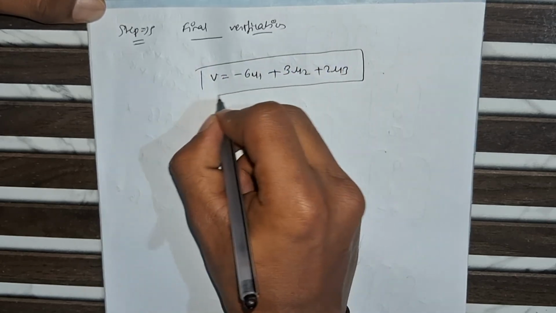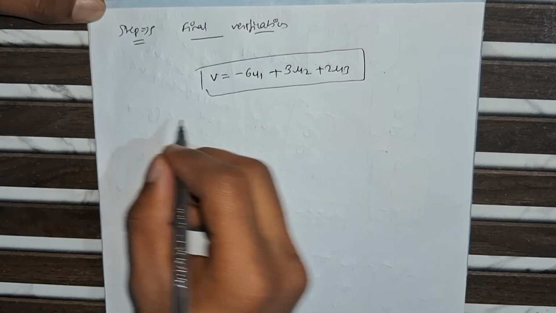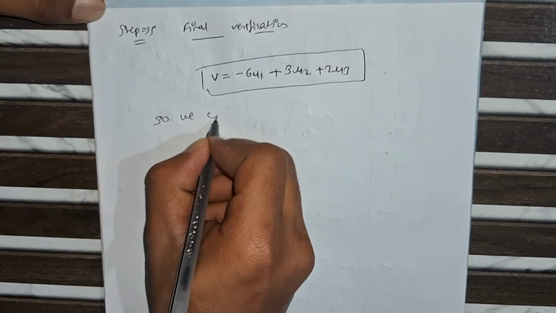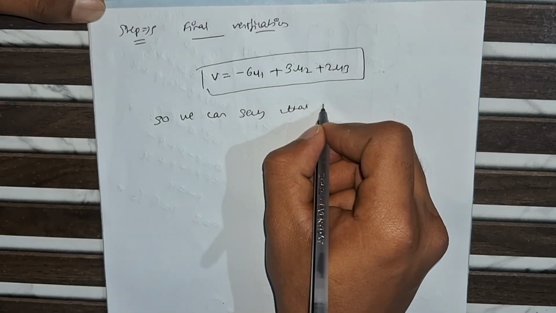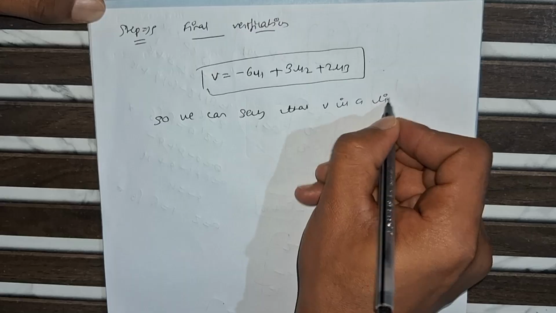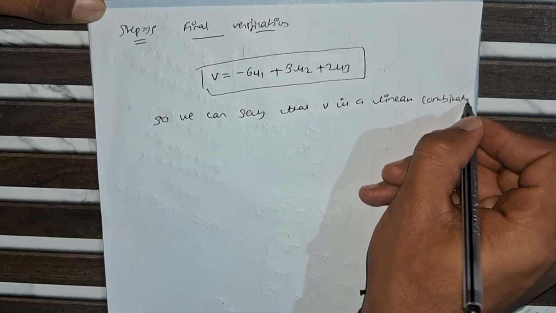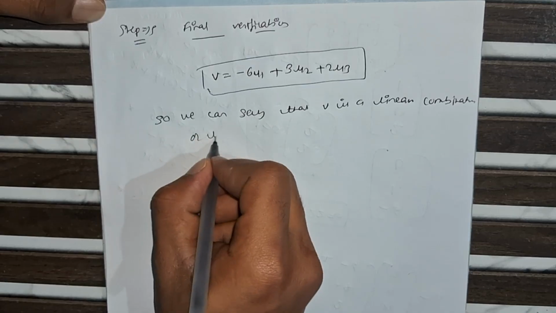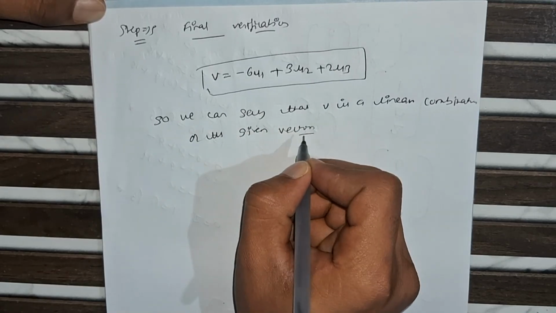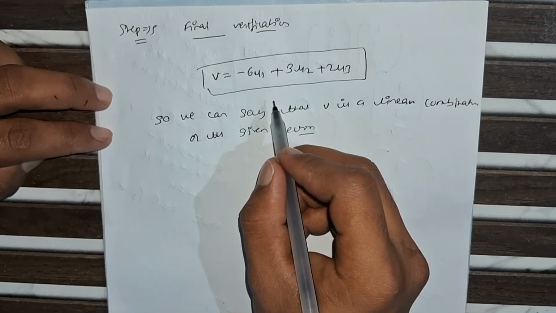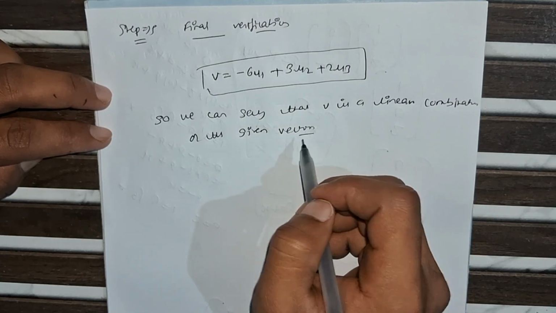Yes, we can say that v is a linear combination of the given vectors. So let's recap how the final verification shows v is a linear combination of the given vectors.